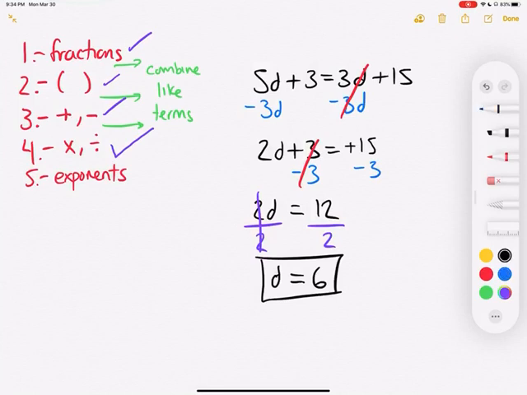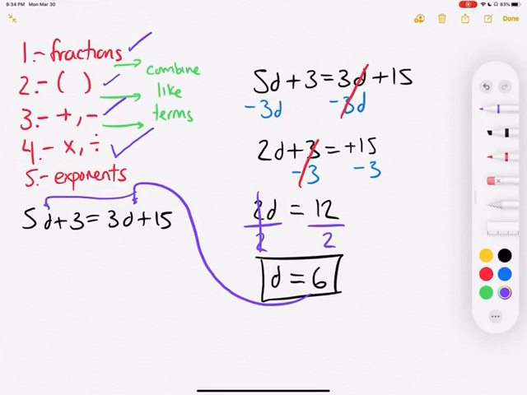And how do I know this is the solution for the equation? Well, I'm going to write my original equation over here: 5d plus 3 equals 3d plus 15. And I am going to replace every d that I have in my equation with the number 6 and see if the left side equals the right side. So I'm replacing the d for a 6, and I'm also going to do the same thing on the right side. And those two sides have to equal each other.